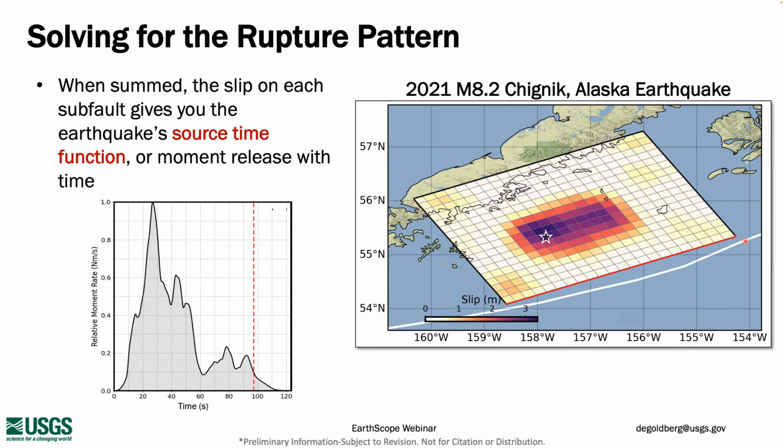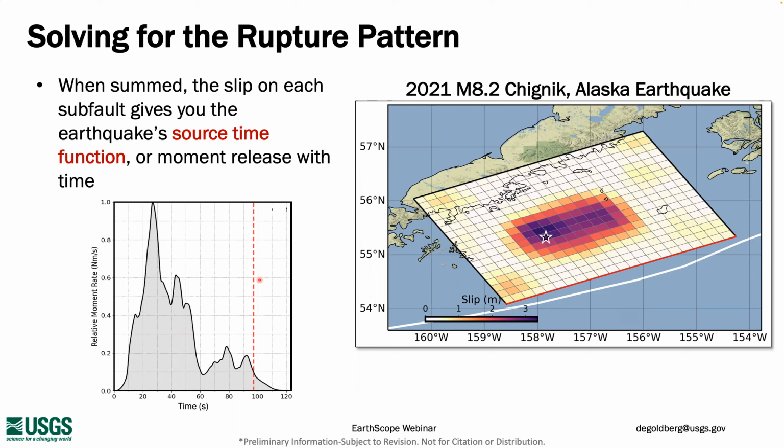So once we've solved for the amount and timing of slip on each of these individual subfaults, these little boxes on the right, we can sum them up, and that total slip and timing gives us the earthquake source time function, or the moment released with time. So that's what you're seeing here on the left. In this case, it hit a peak moment rate at about 25 seconds after origin time, and then decayed more or less evenly.